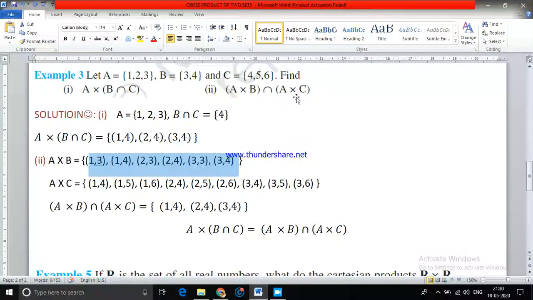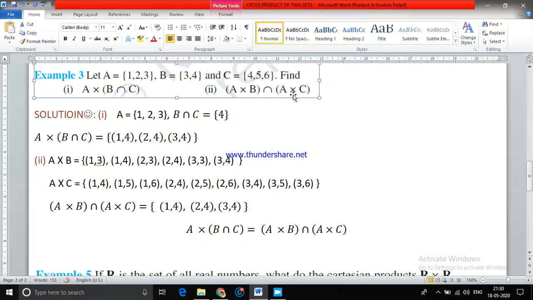Okay. Now if I want A cross C, the elements of A and the elements of C will be multiplied. A has 3, C has 3. So A cross C will have 9 elements. What are the elements? (1, 4), (1, 5), (1, 6).